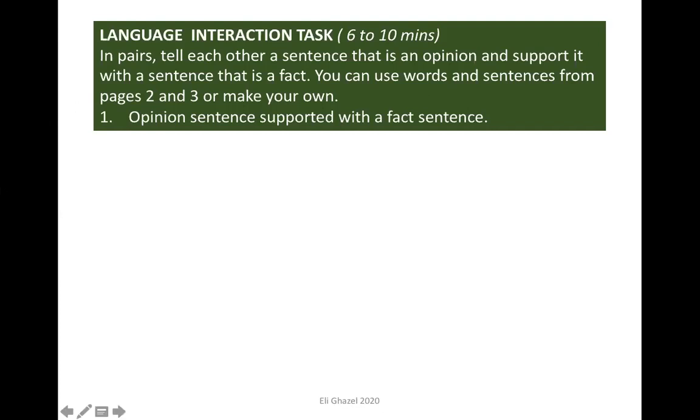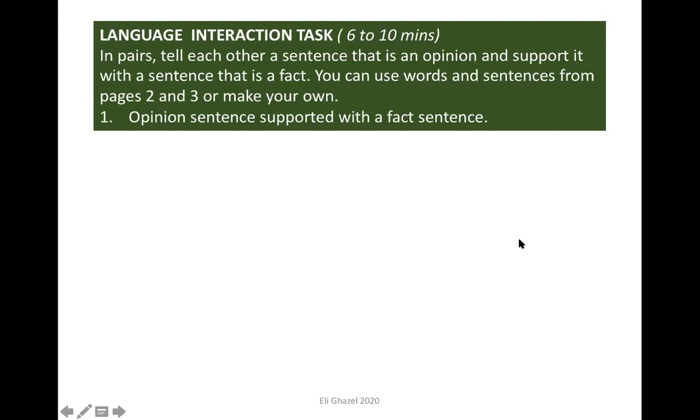So here are the instructions. In pairs, tell each other a sentence that is an opinion, and support it with a sentence that is a fact. You can use words and sentences from pages 2 or 3 or make your own, because if some students are unable to make a sentence or an opinion, then they're going to be quiet. So yeah, okay, go through the book. Not necessarily the same lesson. They can go forward or backwards.